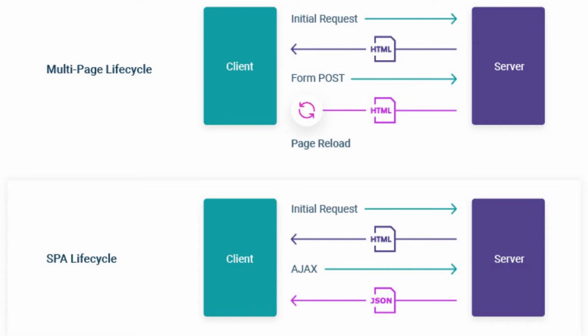Based upon the demand or requirement, the client will ask the server for data, so that the response comes in JSON format, and that response will be bound to the particular view which we are seeing on the client side. So next, here we can see some advantages of single page application.